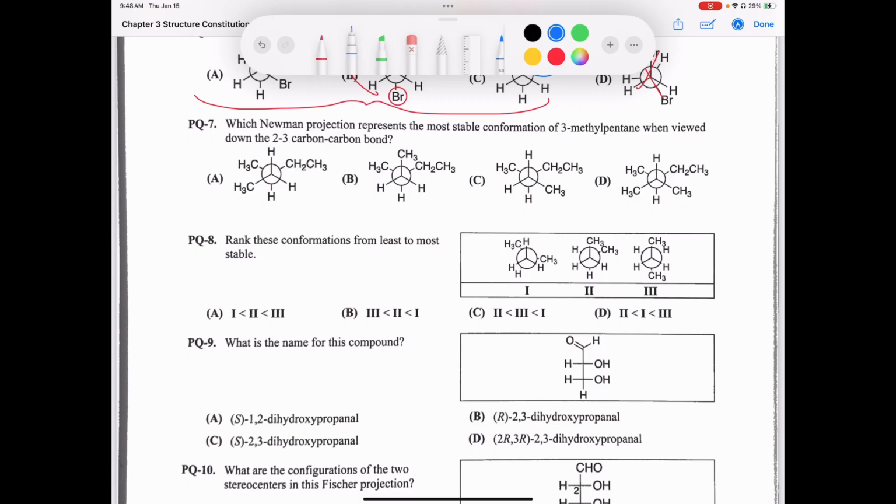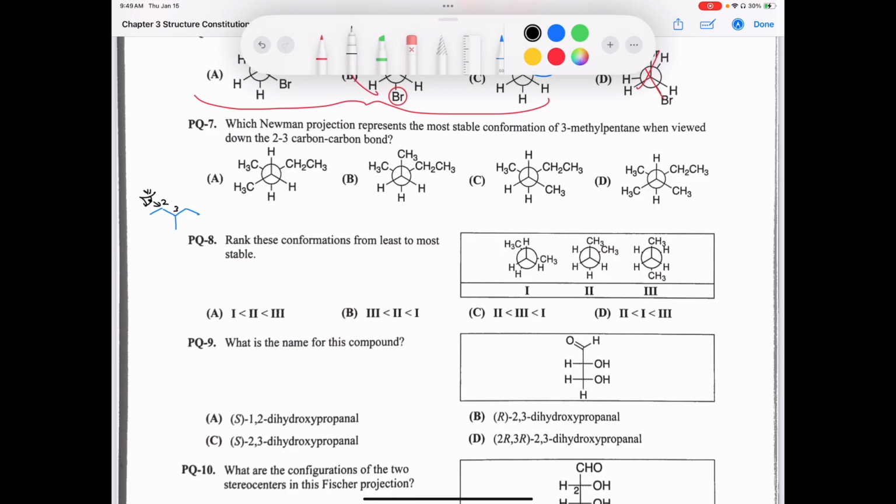So if we draw the structure of 3-methylpentane, so if we have 1, 2, 3, 4, 5, 3-methylpentane, and if we're looking down the carbon-2,3 bond like this, which one of these is going to be the most stable conformation?